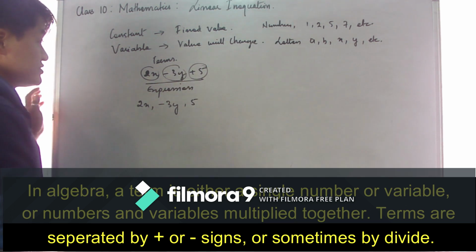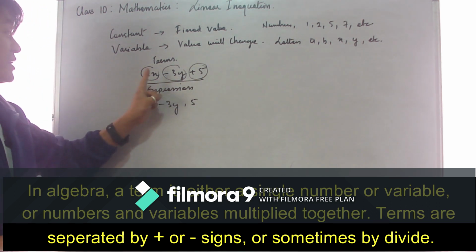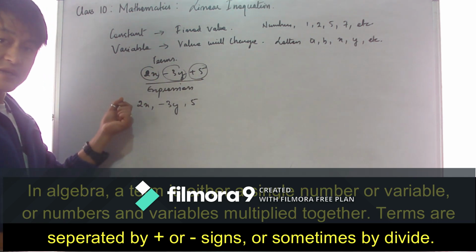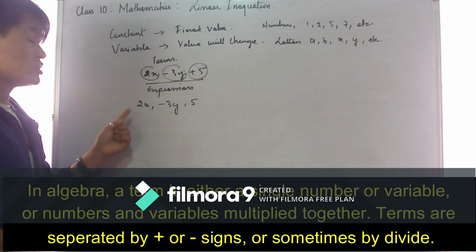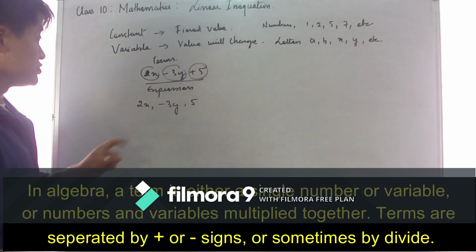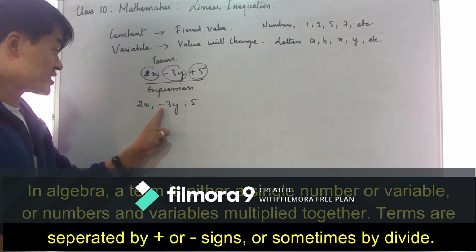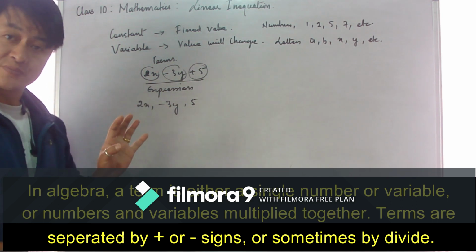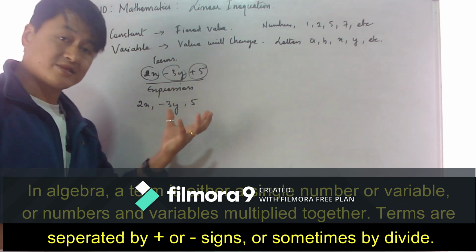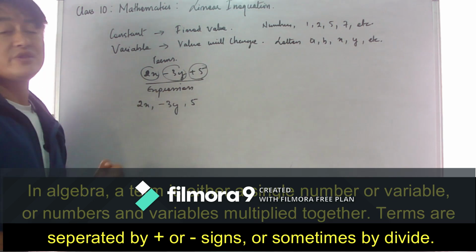So don't get confused. Whenever we take the terms separately, the terms are separated by the plus or the minus sign. If I don't write any sign in front of 2x, it is understood that the sign is positive. Here the sign is minus, so we have to write the minus sign also, so that it says this is minus 3y. Clear? When we do this linear inequation, or mathematics, especially algebra, we have to be very careful with the signs.